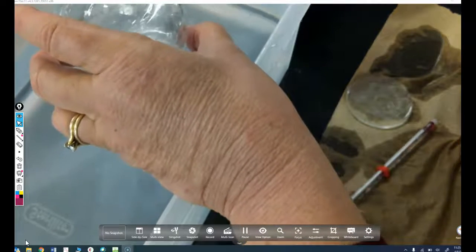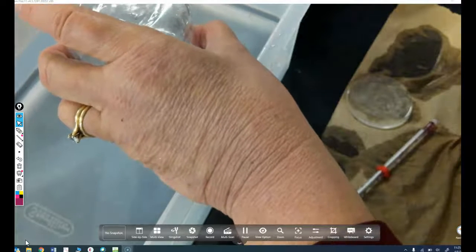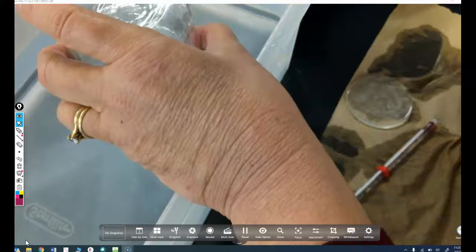And the reason why we want to do this is that we are equalizing the pressure on the inside of the flask and on the outside of the flask.